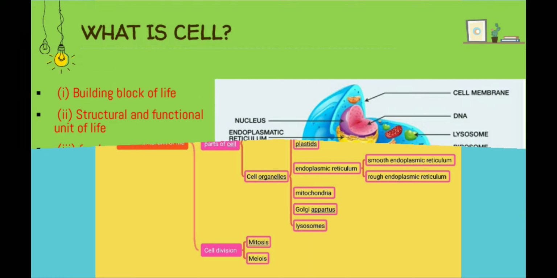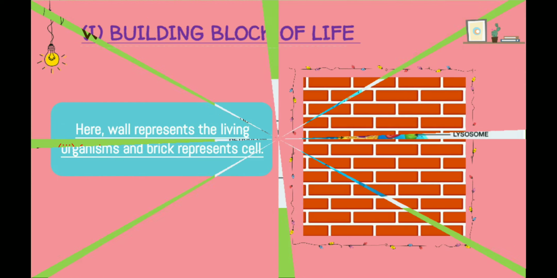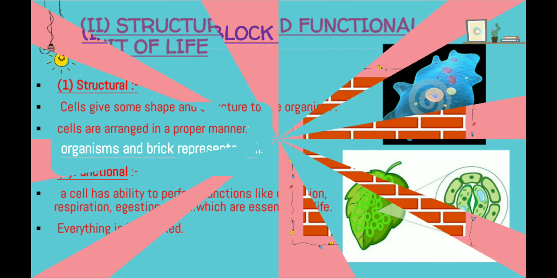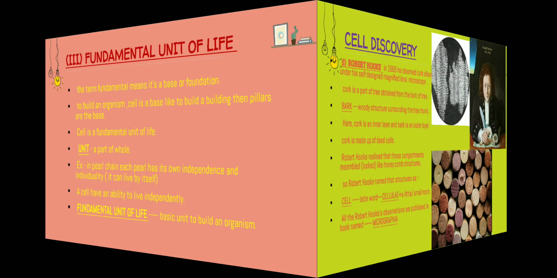What we learned in cell definition were three main terms used to describe a cell. What are they? Building block of life, structural and functional unit of life, and fundamental unit of life. And we've learned about these three definitions in depth, right? Yes. So now we're going to learn about cell discovery.